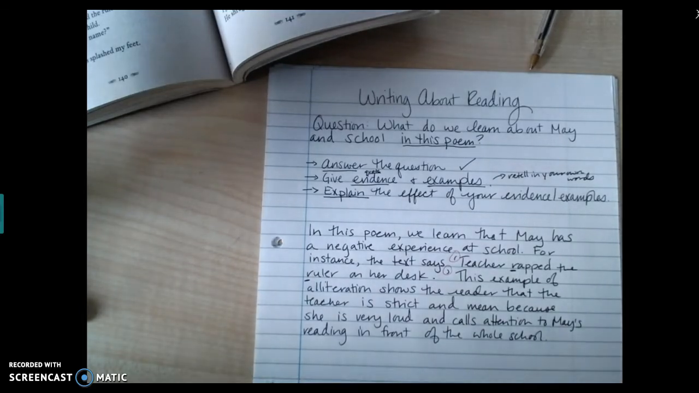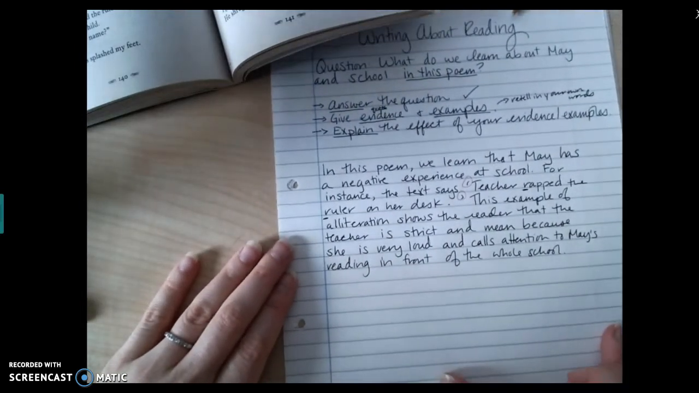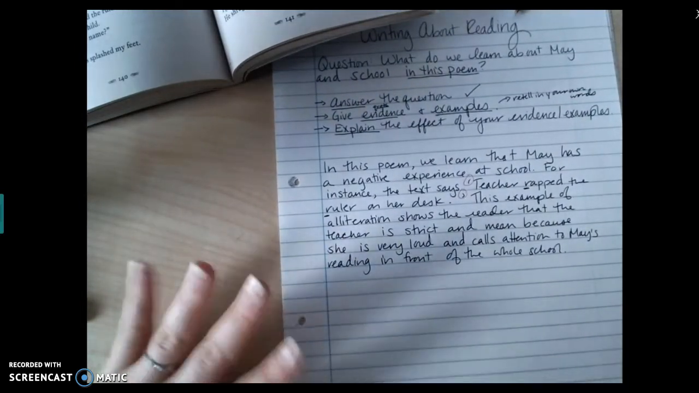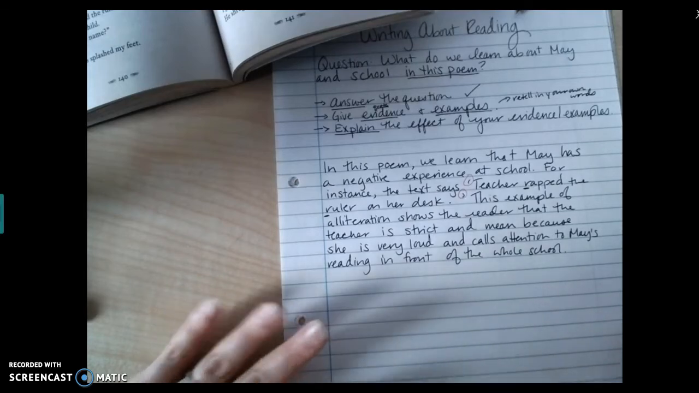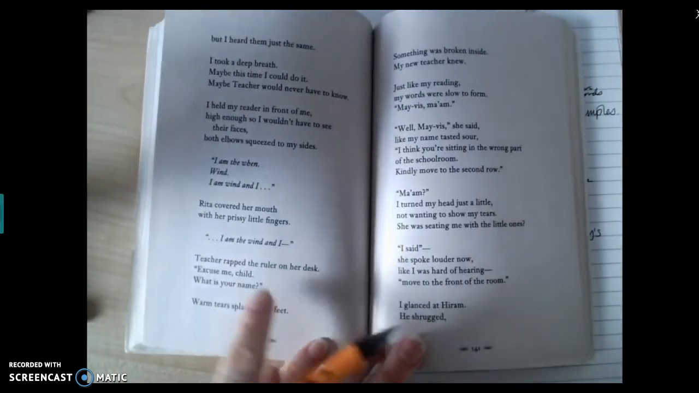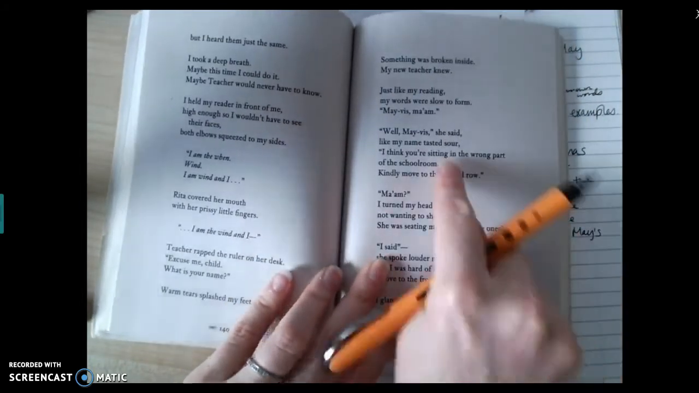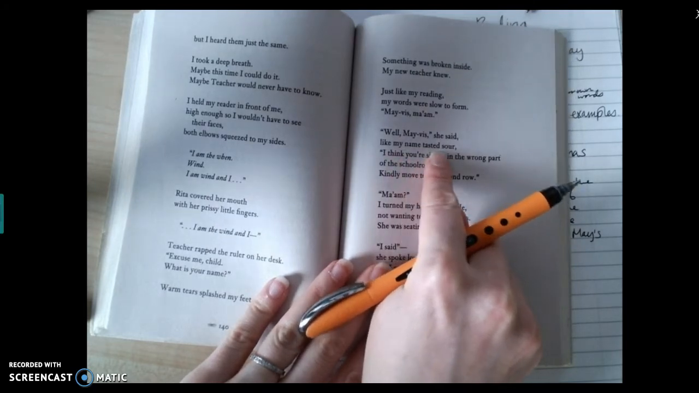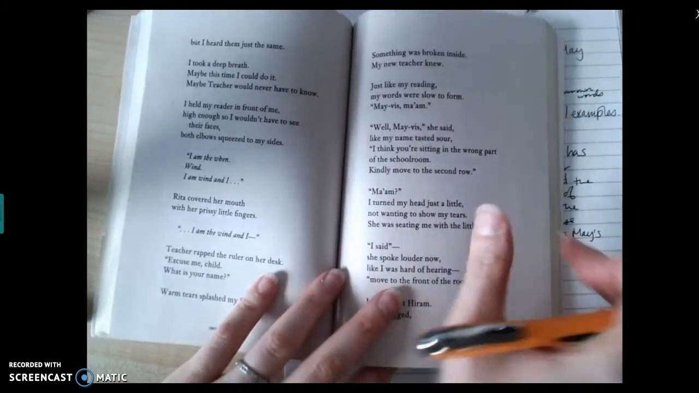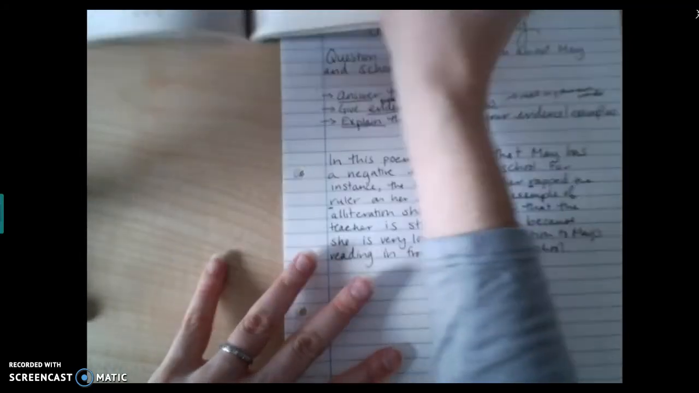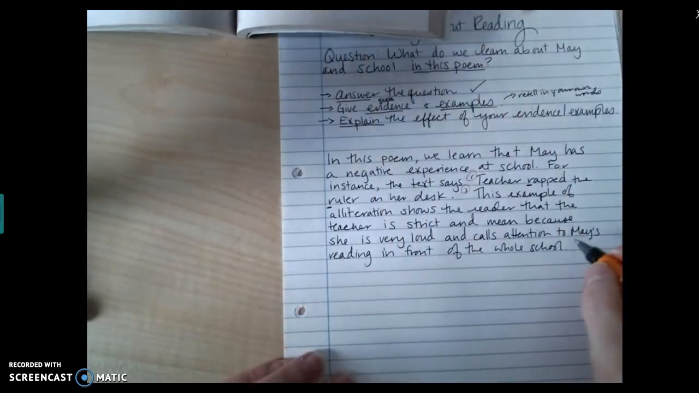It's a good idea, though, depending on how long the answer needs to be, to go ahead and add another bit of evidence and another bit of explanation. I'm just going to see if I can add a little bit more to this. So I don't need to answer the question again because I've already done that. So I just need another piece of evidence. I'm going to get the text again and have a look. So we did this bit, the alliteration, wrapped the ruler. And I'm going to carry on talking about teachers. I'm going to look at this bit up here. "My name tasted sour," that bit of imagery right there. I like that. I think that's an interesting way of describing it. So I'm going to use that bit.